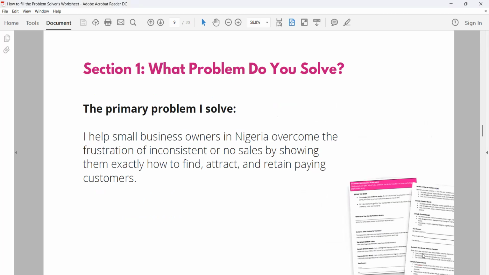So, what problem do I solve? The primary problem I solve: I help small business owners in Nigeria, any other place in Africa, overcome the frustration of inconsistent or no sales by showing them exactly how to find, attract, and retain paying customers. That is the problem I solve.